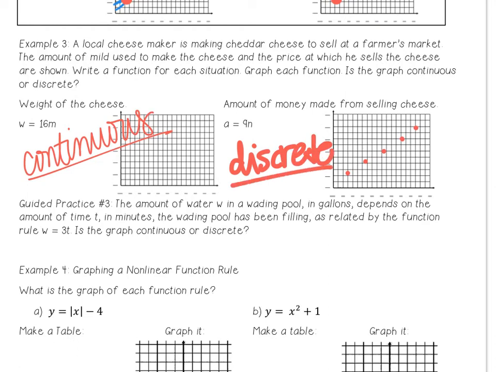Alright, guided practice number 3. The amount of water in a wading pool depends on the amount of time the wading pool has been filling. As related by the function, is the graph continuous or discrete? I want you to make your best guess. Make an educated guess. Is it continuous or discrete? And I'll give you the answer in just a second.